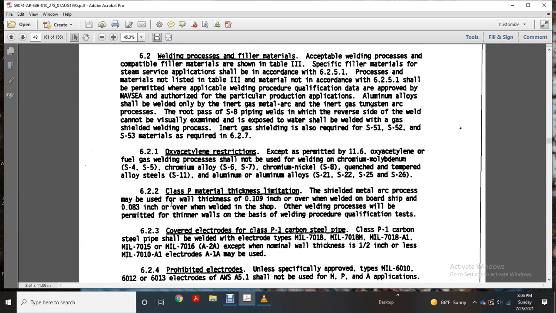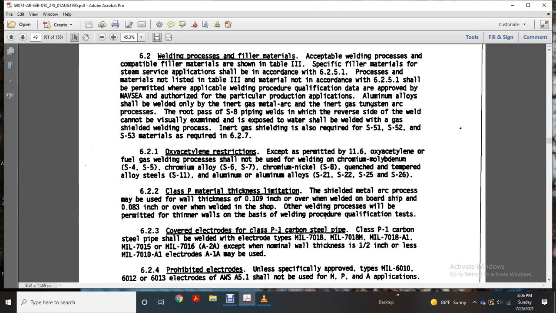Class P material thickness limitation. The shielded metal arc process may be used with wall thicknesses up to 109 thousandths of an inch when welded on board ship, and 83 thousandths of an inch or over when welded in the shop. Other welding processes will be permitted for thinner walls on the basis of welding procedure qualification and test.